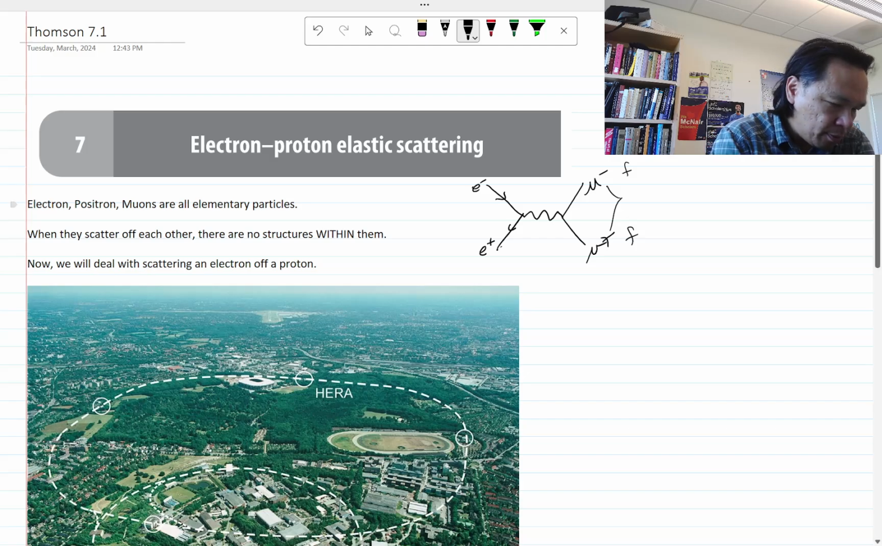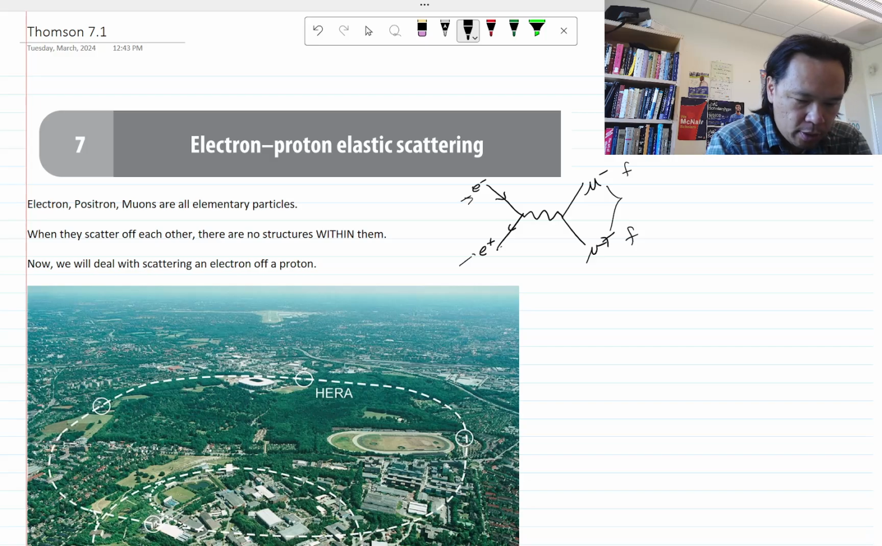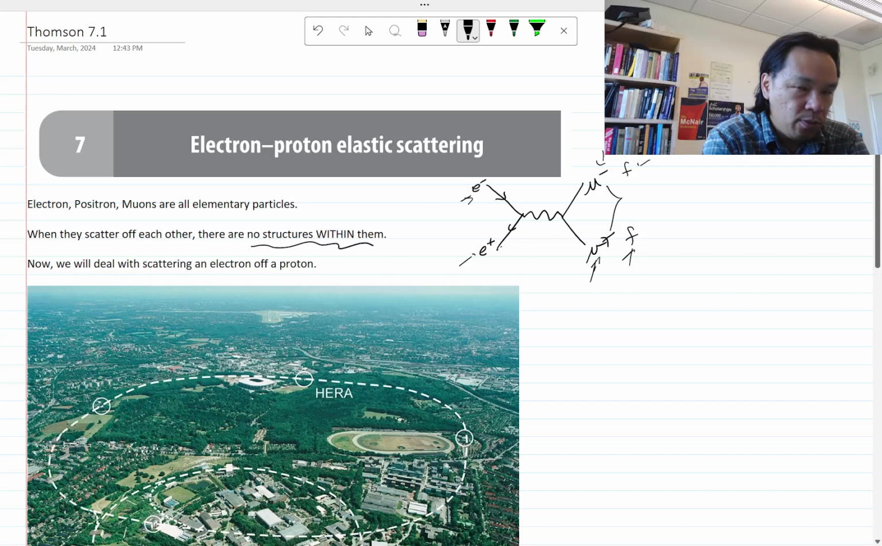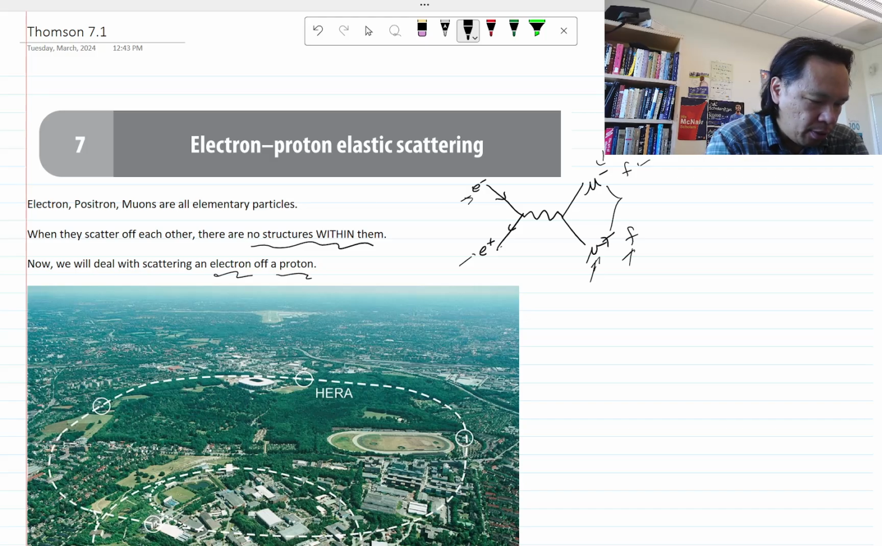So the main thing was that an electron is an elementary particle, positrons are elementary particles. These fermions are quarks or other leptons, right? These are going to be fundamental particles that don't have any structure within them. Okay, now we're going to deal with scattering an electron off a proton.